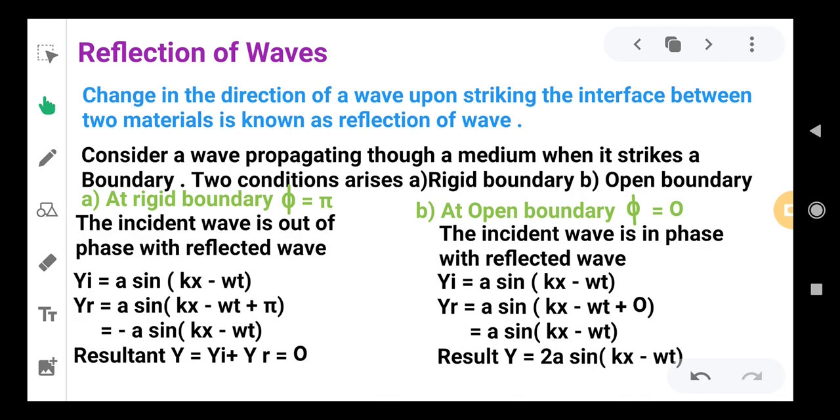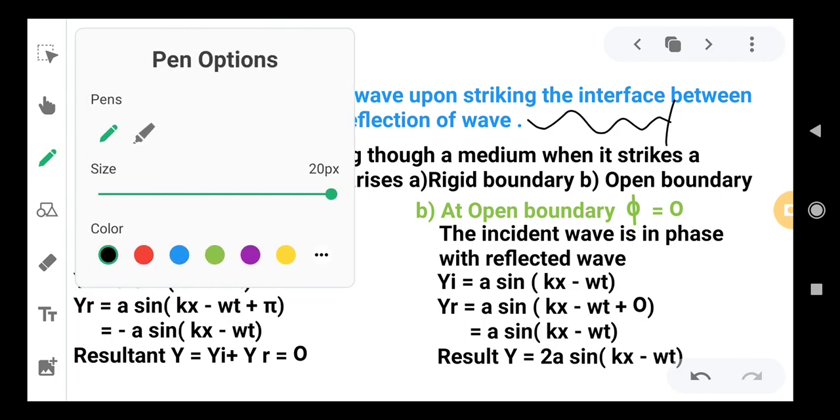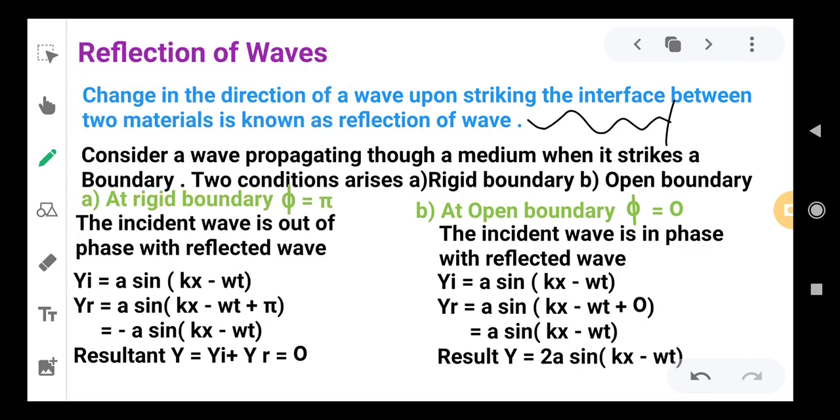How does reflection happen in a waveform? The change in the direction of a wave upon striking the interface between two materials is known as the reflection of the wave. For example, if a wave travels in this form and strikes a medium, then it changes its direction. It changes its direction, meaning it moves in the other direction. Reflection means it rebounds back.